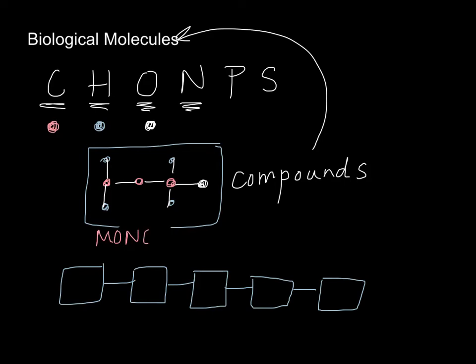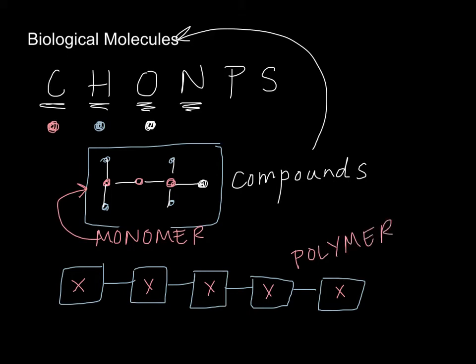Mono meaning one. Okay, so this is a monomer. It's a compound that's used as a building block. Each one of these guys is a monomer. When you join many monomers together, you get what's called a polymer. Poly for many. And again, these polymers that we're going to talk about are the biological molecules that we're interested in.